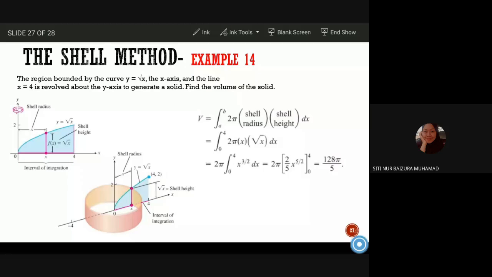Now we want to use the cylindrical shell method. If we use the cylindrical shell method, as I said earlier, we regard this.